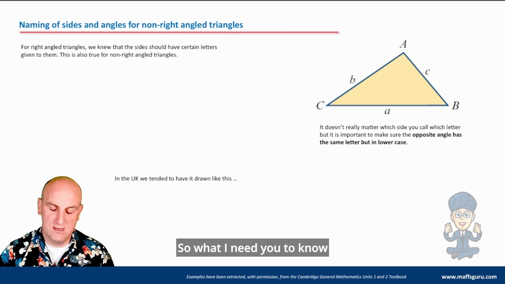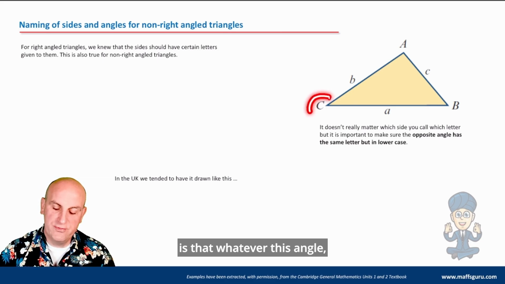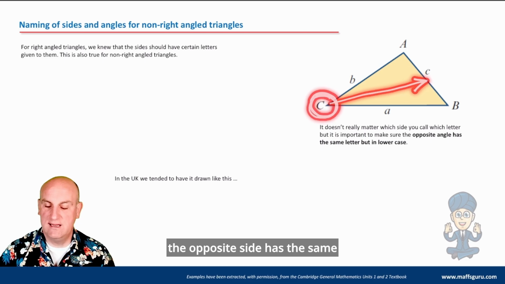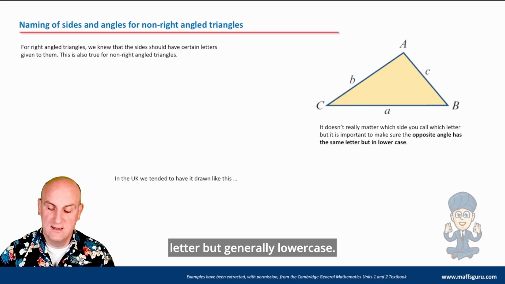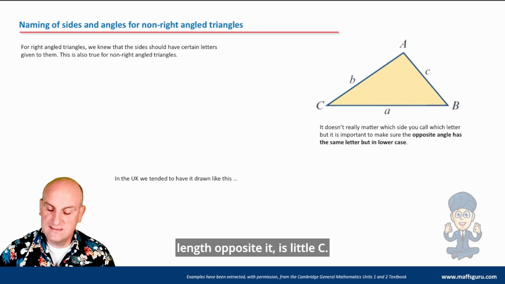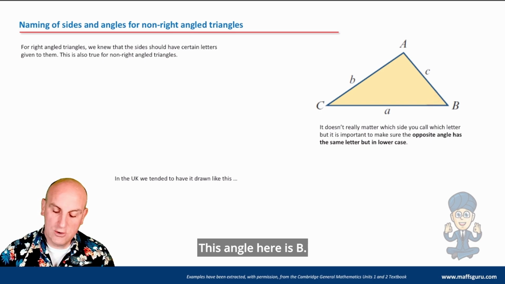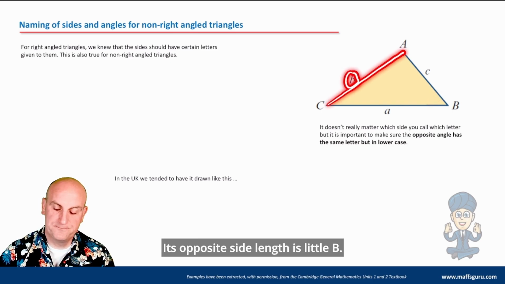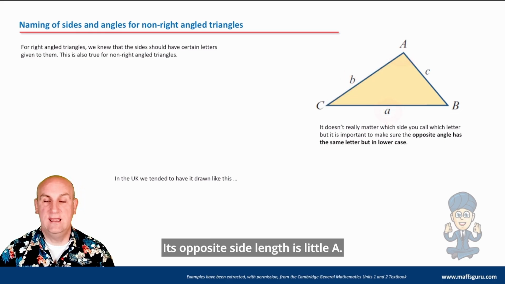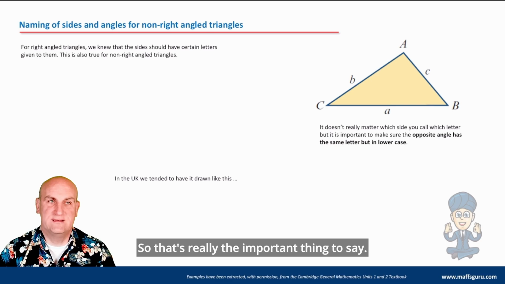So what I need you to know is that whatever this angle is called, the opposite side has the same letter, but generally lowercase. So this angle here might be called C, and then the length opposite it is little c. This angle here is B, its opposite side length is little b. Angle here is A, its opposite side length is little a. So that's really the important thing to say.